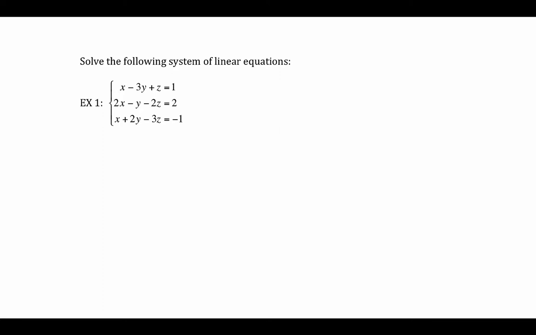Same type of deal for this next example. So we've got three equations here. We've got x minus 3y plus z equals 1. We've got 2x minus y minus 2z equals 2. And we've got x plus 2y minus 3z equals negative 1. I'm just going to leave that first one alone. It's got all three variables in it. So let's see if we can get rid of the x's in the second one.